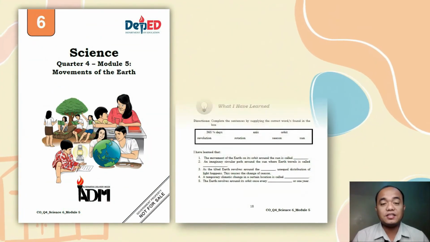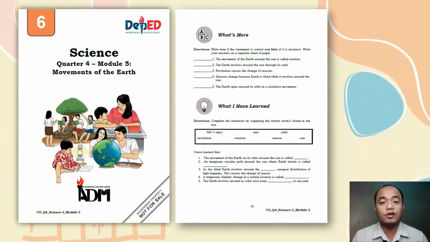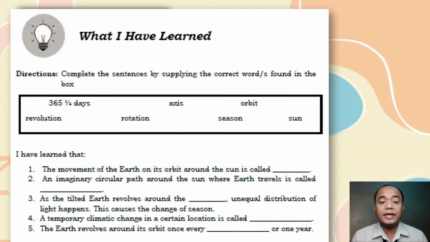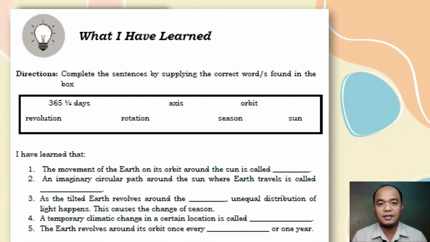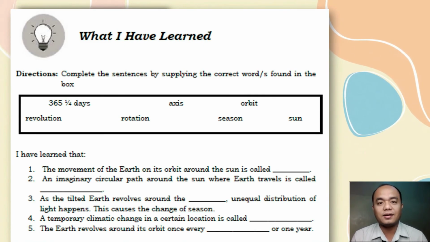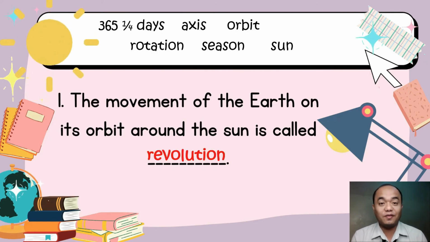This time, let us answer the What I Have Learned part in your Lesson 2, and this could be found on page 18. Directions: complete the sentences by supplying the correct word or words found in the box. So again, just like earlier, we will choose our answer inside the box. Number 1, the movement of the Earth on its orbit around the Sun is called? Very good! It's revolution!